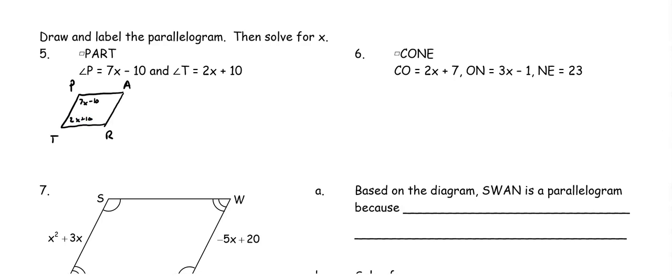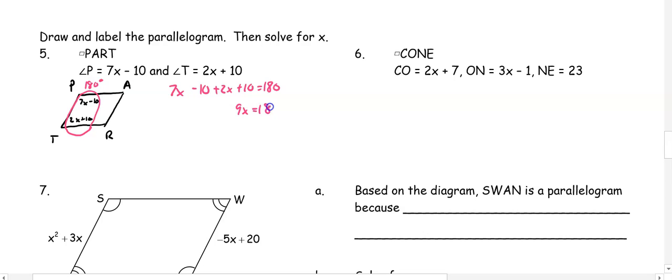So if we are solving for x, these angles are consecutive angles, so together they have to equal 180. So we have 7x minus 10 plus 2x plus 10 equals 180. Gets us 9x equals 180, so x is 20.